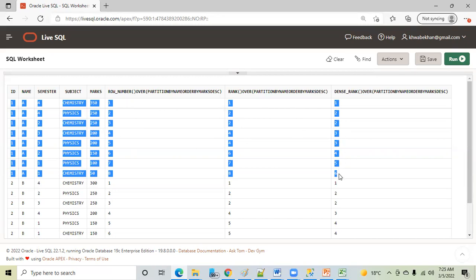But see, finally, 7 is missed here. 8 is missed. 7 and 8 both are missed here. Correct? So with the help of rank and dense rank, I cannot get the exact serial number. But row number will give you the exact serial number. That is the benefit of a row number. Hope I answered your question.